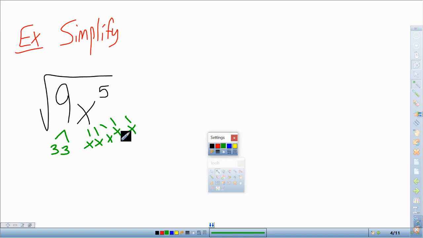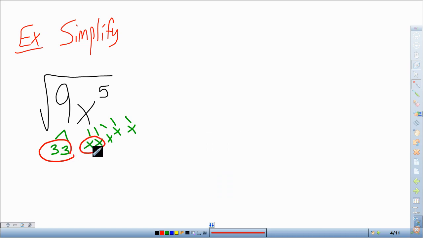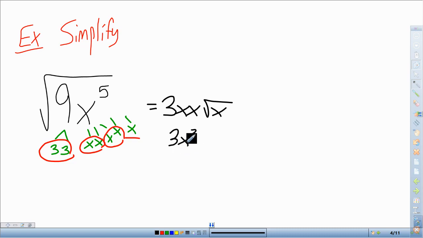All right, now that I've broken everything down, let's look for pairs. Okay, I have a pair of 3's, pair of x's, another pair of x's. This x, though, does not pair up. That one's going to stay inside. All right, so here's my answer sitting in front of me. Pair of 3's means a single 3 comes out. This pair of x's means an x comes out. This pair of x's means another x comes out. What stays inside is this x. Okay, but don't forget, multiply what you can. x times x is x squared. Okay, so my best looking answer is a 3x squared square root of x.